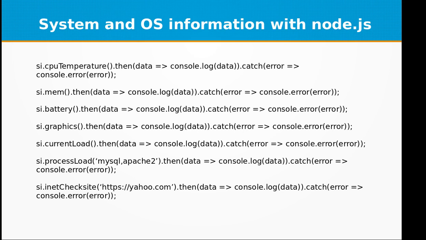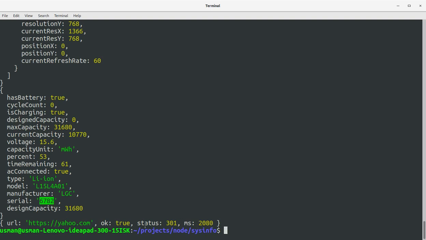And one of the things that we did last time is inetChecksite. It basically gave us information on how much time it took to access an external URL, which I gave as yahoo.com, and it returned true, and the milliseconds were 2080.